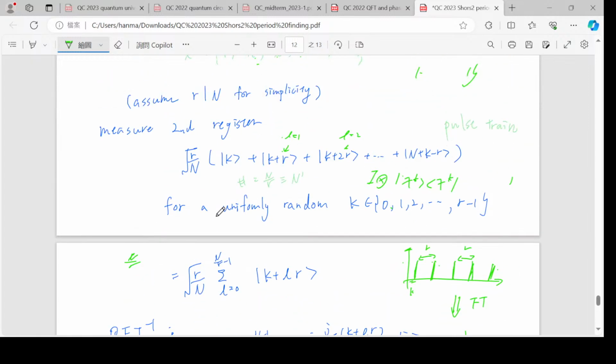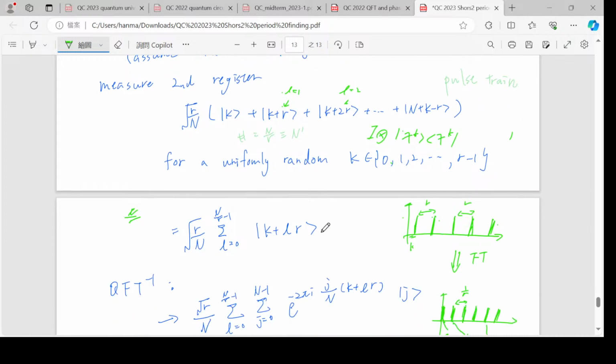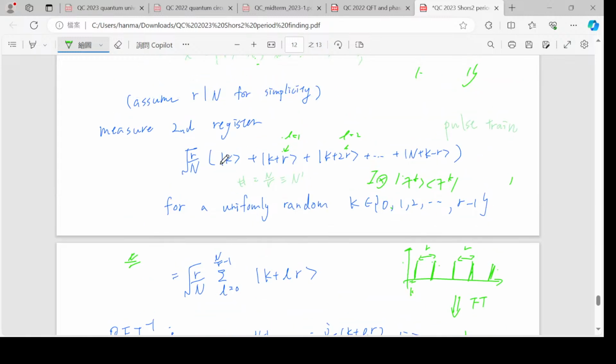I guess I'll talk a little more about the information here. You might ask why we don't just measure here, and then we can also learn the spacing R, right? But if you think about it, it's not possible, because you will get a random K plus LR. But this K is also random.